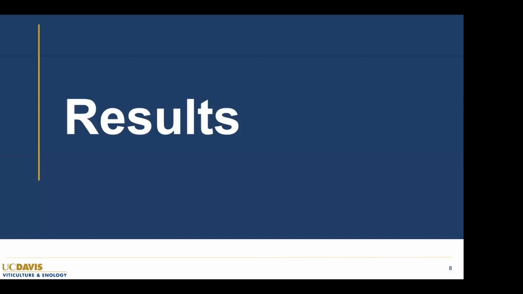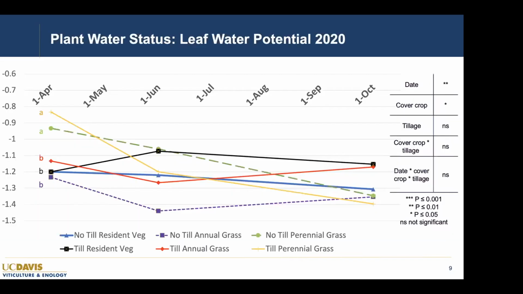So what we saw in 2020, and most of the 2021 results I have here besides our soil data, this is leaf water potential over the 2020 season, where the perennial grass under both till and no-till settings, which is the green and yellow, increased plant water status by about 30% early in the season, just before the start of irrigation. And it actually allowed this particular cultivar to delay that first irrigation set. However, it didn't hold throughout the season.